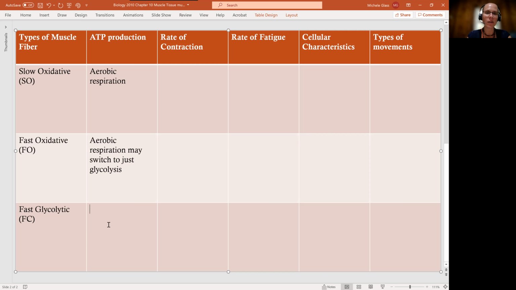So some of you may already be guessing when we talk about fast glycolytic, it's named fast glycolytic because it's limited to anaerobic glycolysis. Fast glycolytic is limited to anaerobic glycolysis. And a lot of times people will just say glycolysis because those of us who've studied know that it's an anaerobic process. And so very often we don't include that as an adjective.